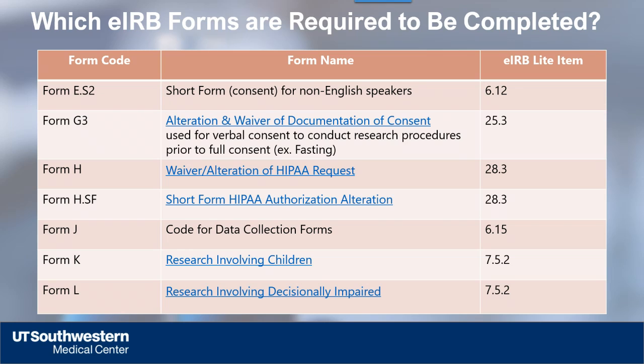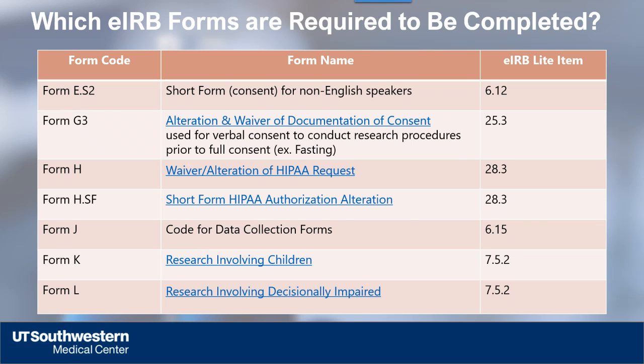Form G. Form G is used to request waiver or alteration of informed consent in full board studies when subjects will perform or undergo research procedures prior to the signing of a consent form. An example of this, which is on the form, is having patients fast prior to signing the consent form.